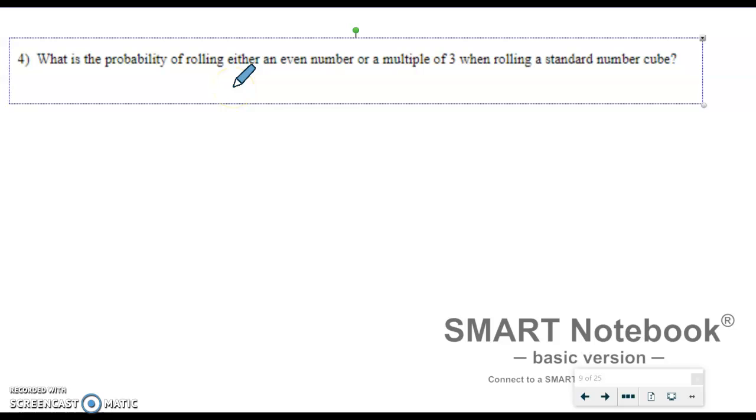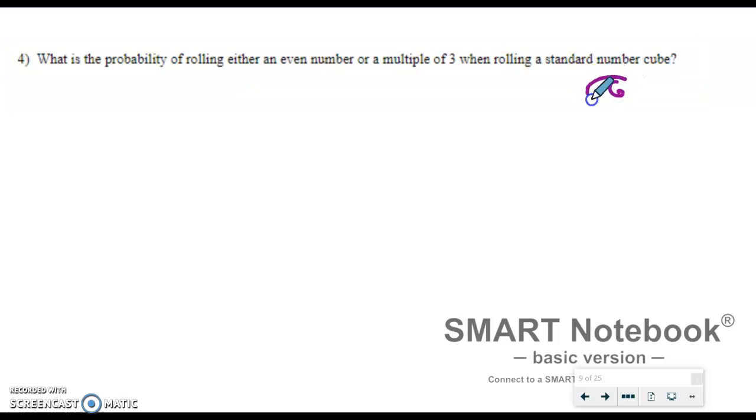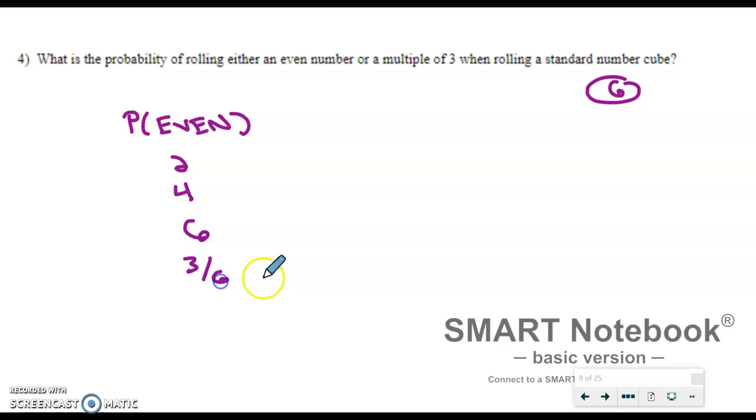Okay, so what is the probability of rolling either an even number or a multiple of 3 when rolling a standard number die? That's just saying we're looking at a 6-sided die. Let's look at one event, which is even. What are the possible outcomes for an even die? Well, that's 2, 4, and 6. So I have a probability of 3 out of 6 of being even.